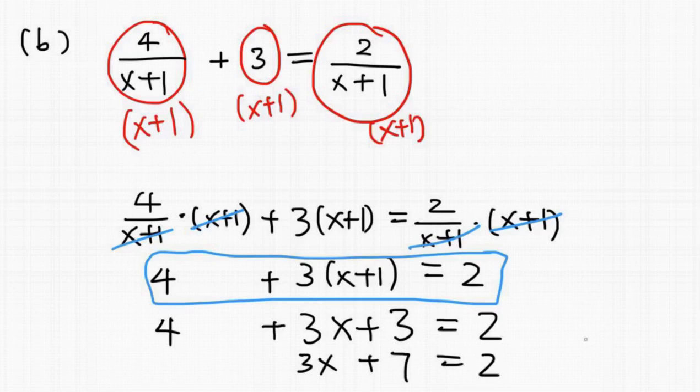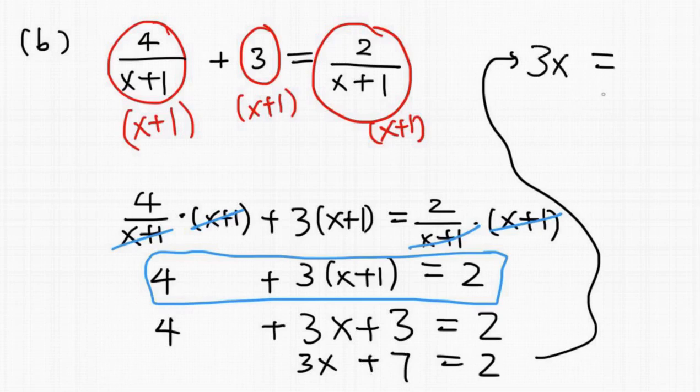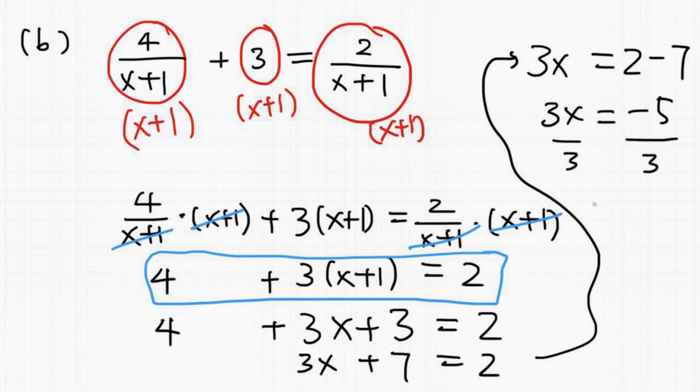Let's go up here. Now we're going to subtract 7 from both sides, and this 7 on the left hand side will go away, and we're left with 3x. On the right hand side, if we subtract 7, we have 3x equals negative 5. And finally, divide both sides by 3, we get x equals negative 5/3.